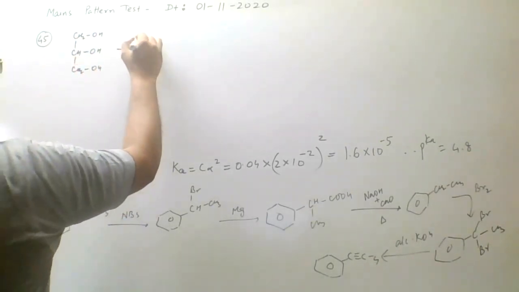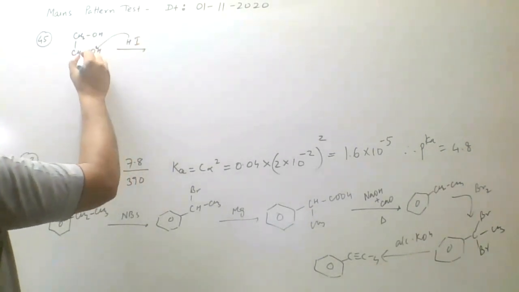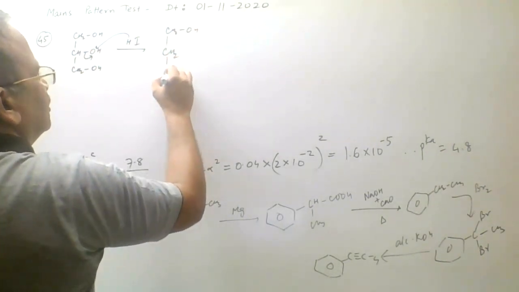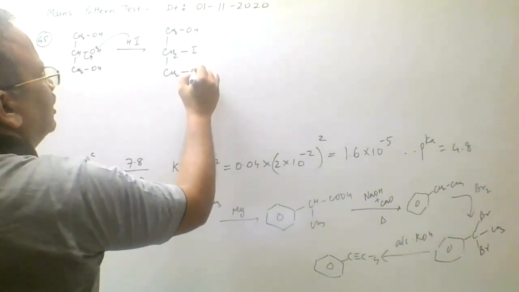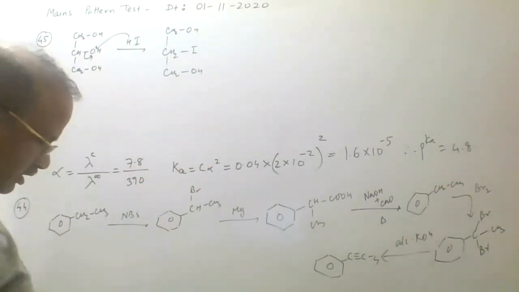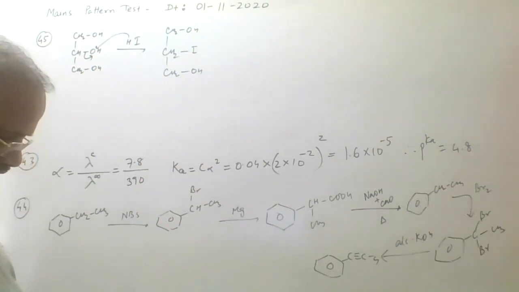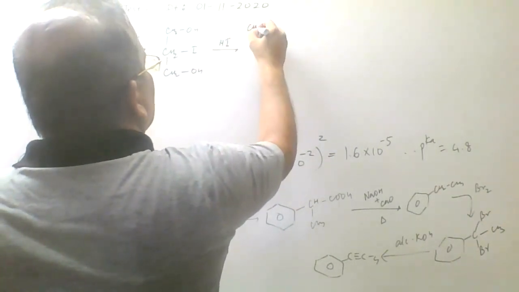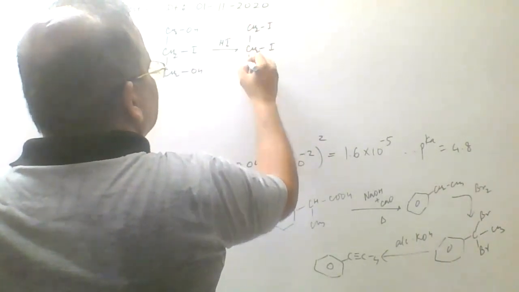If we treat this with HI, the H plus ion will attack, because this will form the 2-degree cation. So I can write the product like this: I here, then the OH. It is written that excess of HI is given to us. If we treat with excess of HI, again we get CH2I and CH2I.